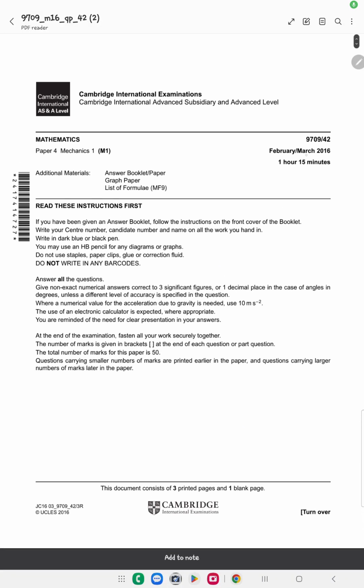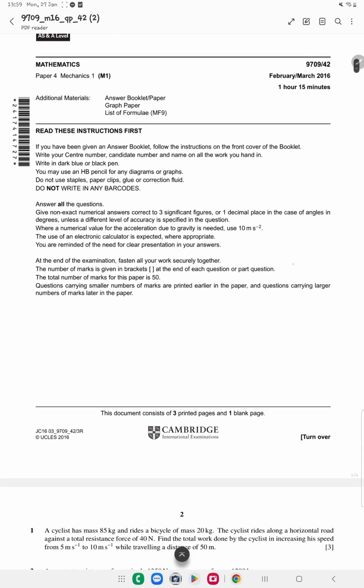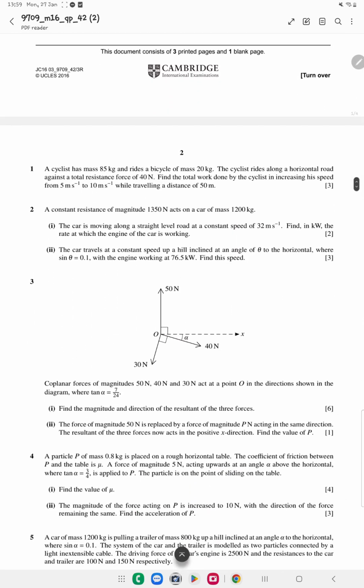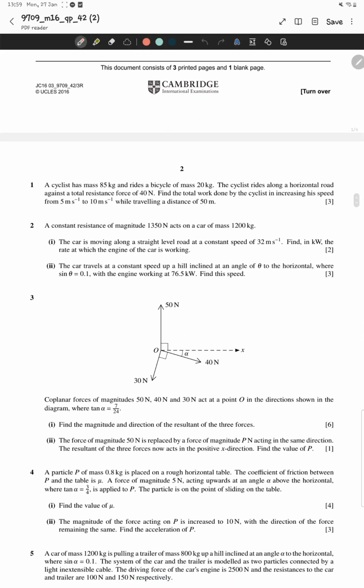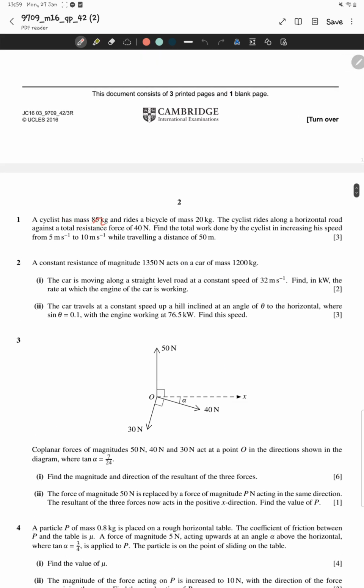Okay, so this is February-March 2016, mechanics paper 42. There's only one variant. Here we go. Question number 1. A cyclist has a mass of this and rides a bicycle of mass this.